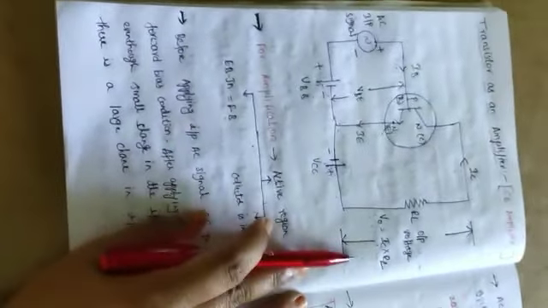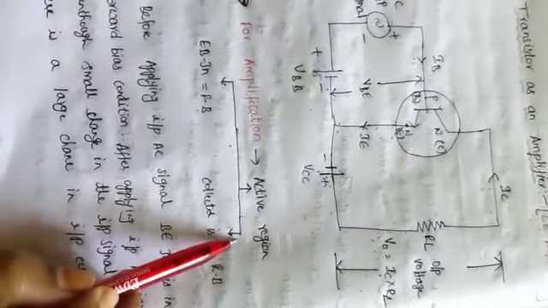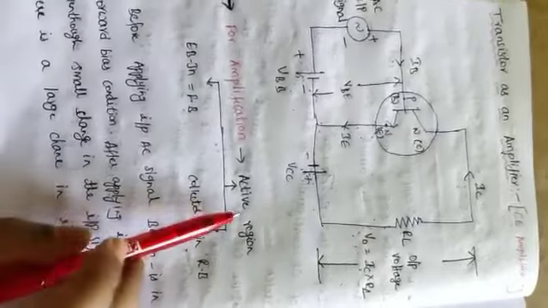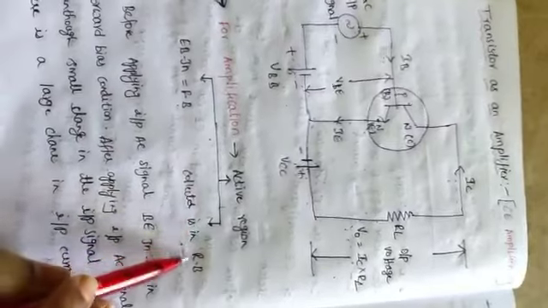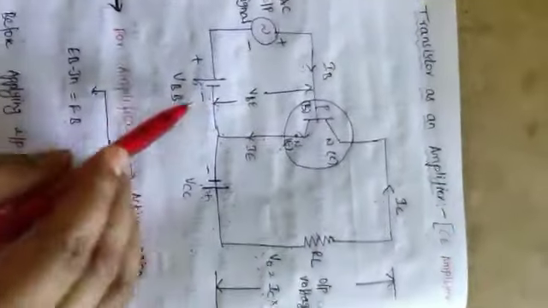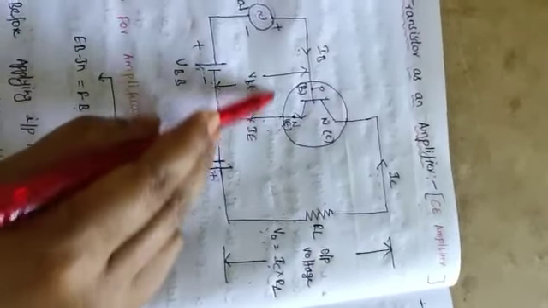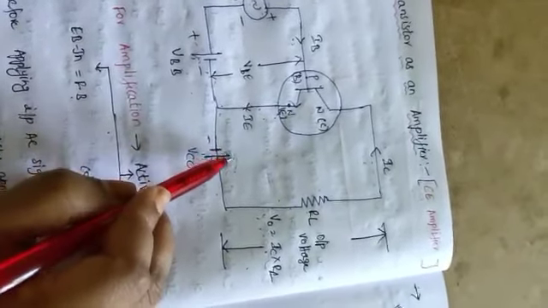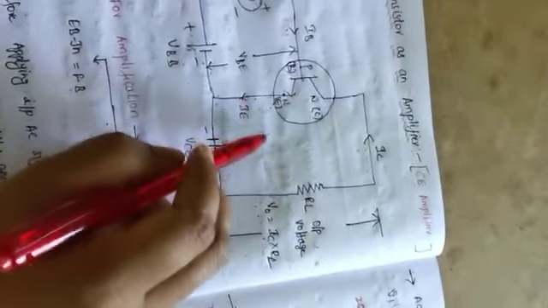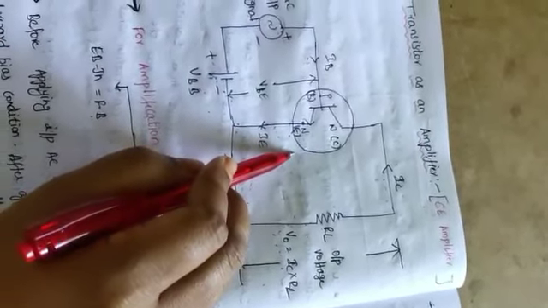We already know that for amplification the transistor should be operated in the active region. Active region means the base-emitter junction is forward biased and the collector-base junction is reverse biased. In this circuit, the VBB battery provides forward biasing to the base-emitter junction, and the VCC battery provides reverse biasing to the collector-base junction. Now this transistor is in the active region.